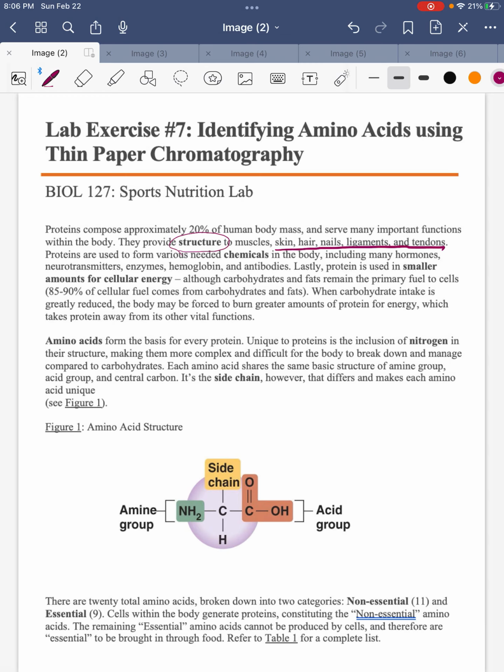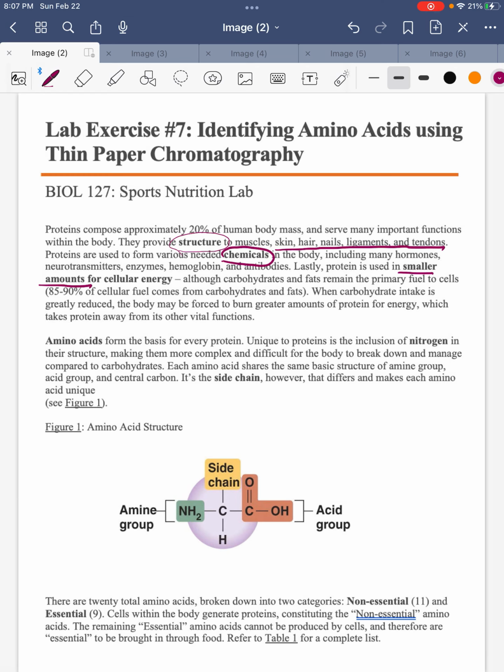Number 2 function of protein, as I've been saying again and again, is that protein is needed to form important chemicals in the body. Almost every important chemical that you think of is made up of proteins. Couldn't live without them. Hormones, enzymes, antibodies, neurotransmitters, hemoglobin, which is what allows us to transport oxygen in the bloodstream, all made up of protein. And of course, we're only going to use protein for energy in very small amounts. Instead, we want 85 to 90% of all of our cellular energy to come from carbs and fats.